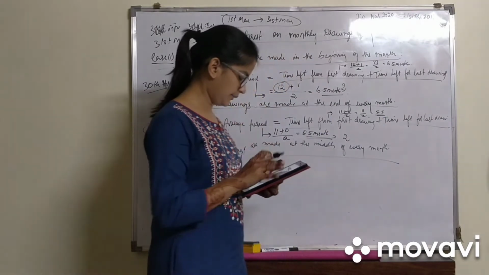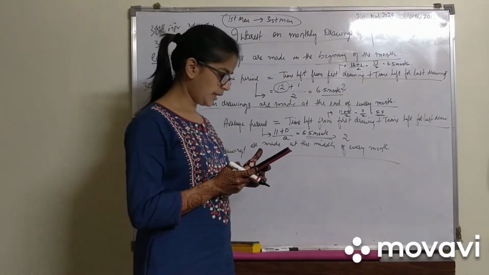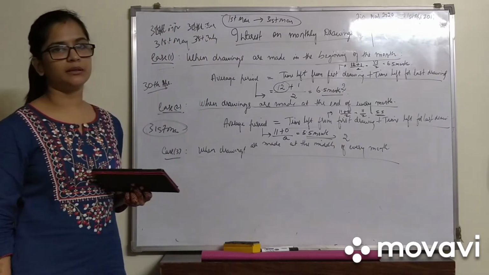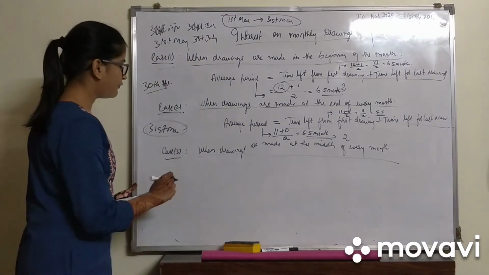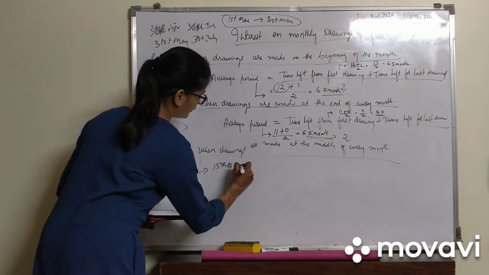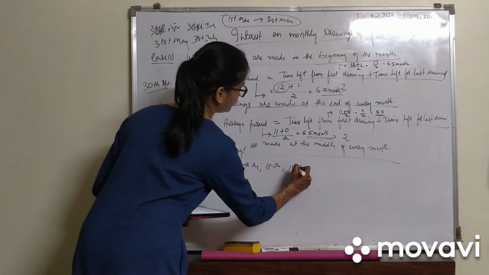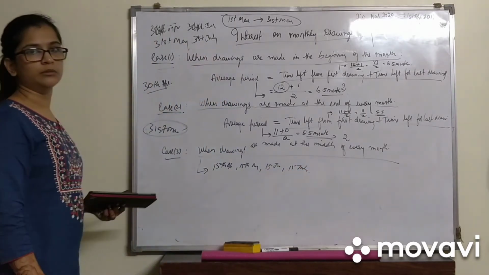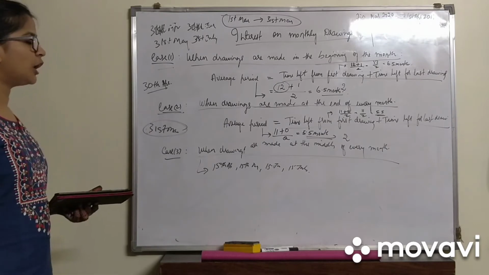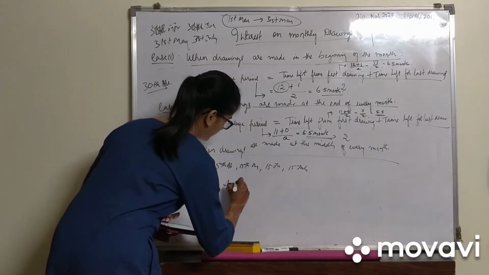Write down third case. When drawings are made at the middle of every month. So middle of every month, what would it be? 15th April, 15th May, 15th June, 15th July and so on. So in this case, how would we calculate it? Write down in the next line.